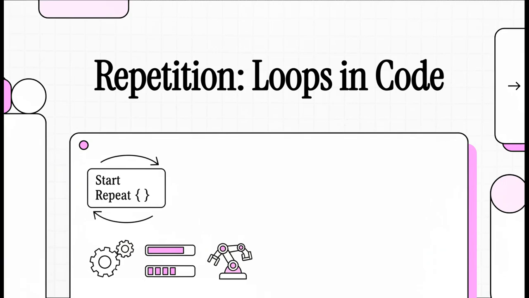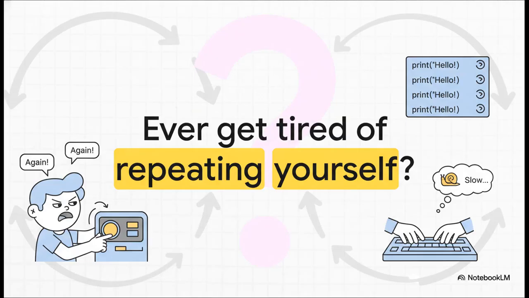Today, we are diving into something that's basically the secret engine of the entire digital world: repetition. It's the core idea that lets computers do these massive, tireless jobs, and we're going to break down exactly how it all works.